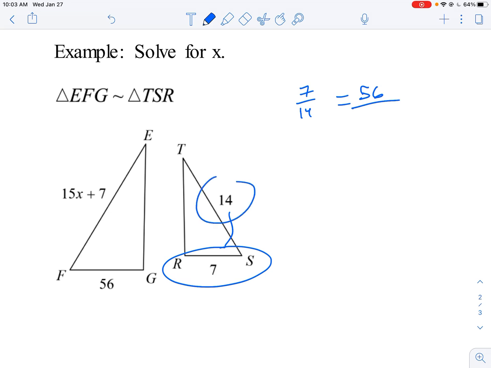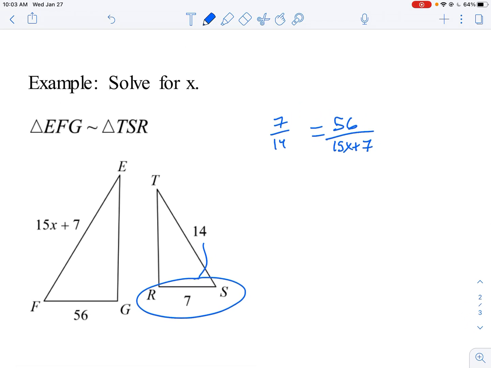Is my diagonal one here? So I go to my diagonal one here, and that has to be on bottom. So I'm going to put 15x plus 7. So this is an equation I can set up using the fact that ratios of corresponding sides of similar triangles are equivalent.